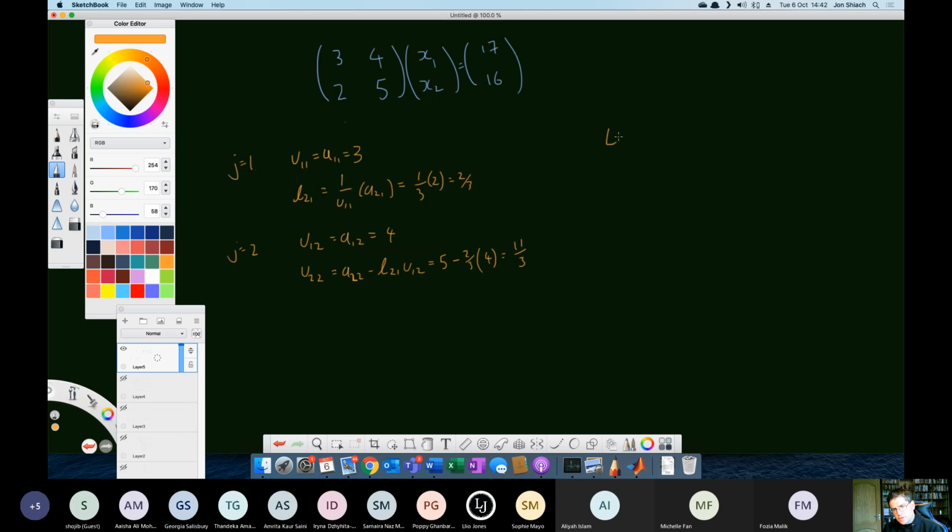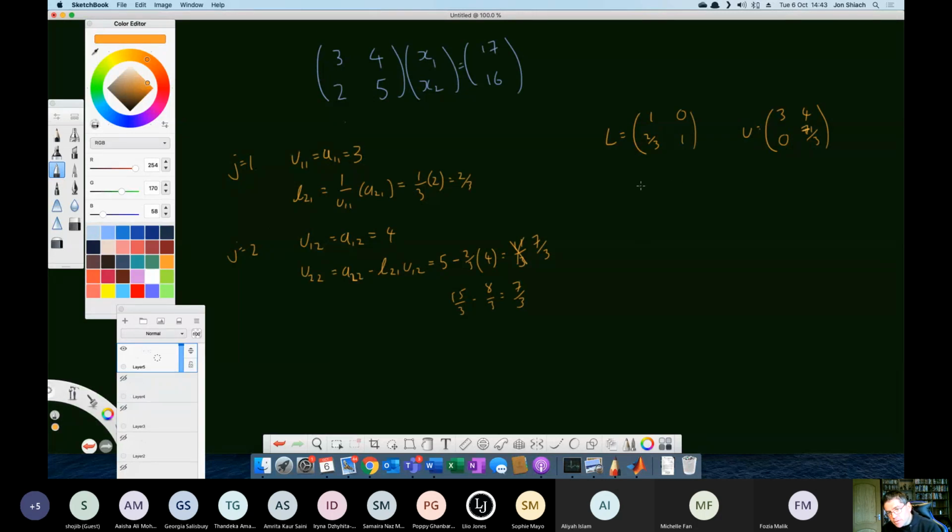Our LU factorization for this problem is L with 2/3, and U is 3, 4, 0, and then a value I'll check. I'm just going to double check that. What we got was 15 over 3 minus 8 over 3. Good job I checked it. That should be 7 over 3, not 11 over 3. Ignore that earlier value, it should be 7 over 3. Good job I checked.